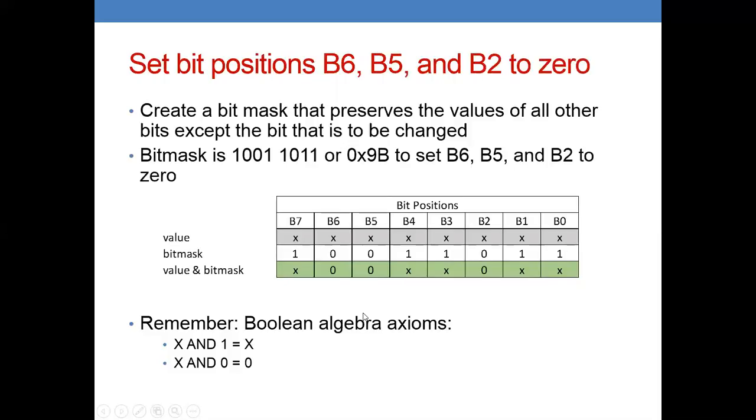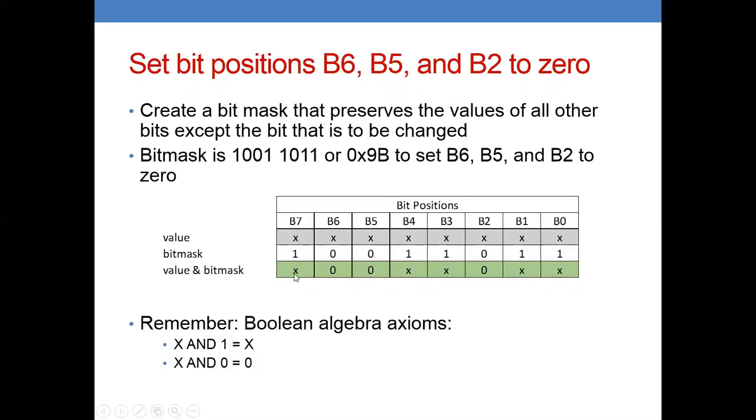We can also set multiple bits. In every example we've had so far, we've read 1 bit at a time. Right here, we're going to set multiple bits. So we can set multiple, and we can read multiple. To set multiple, we want B6, B5, and B2 to be 0. So for B6, B5, and B2, our bit mask values are all 0s. In every other position, B7, B4, B3, B1, and B0, we put 1s in our bit mask.